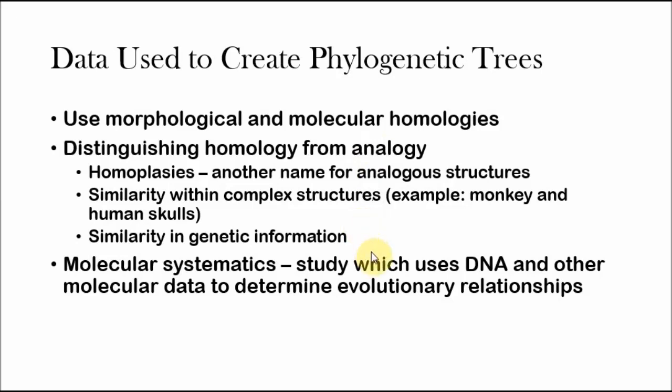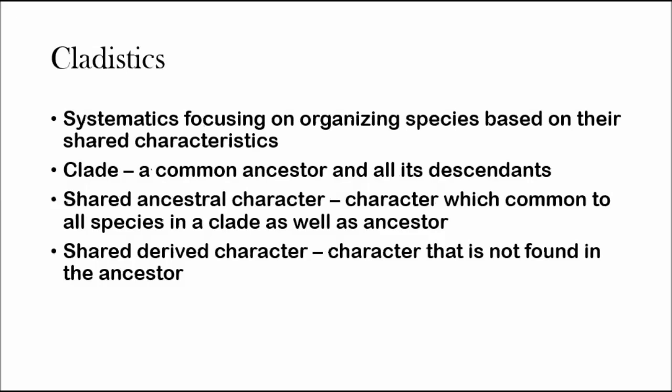Now, molecular systematics is a study which uses DNA and other molecular data to determine evolutionary relationships. It's an important term to know. Finally, cladistics is systematics which focuses on organizing species based on their shared characteristics. Okay, so it's a type of systematics, and they create phylogenetic trees, except that they're focusing on shared characteristics. That's their main focus. Cladistics creates phylogenetic trees just like any other type of systematics.